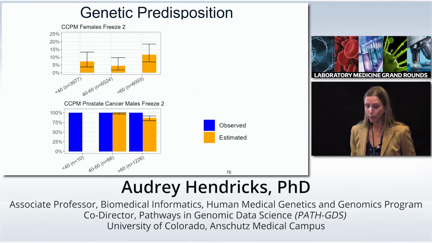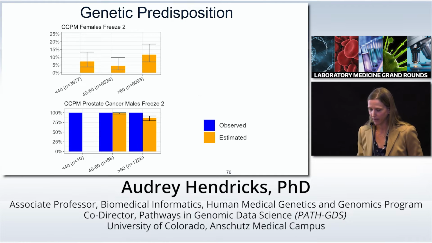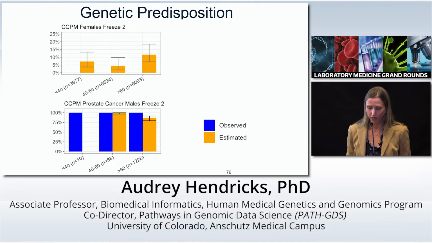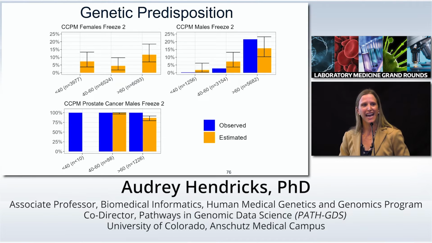We then looked at prostate cancer cases, so men with prostate cancer. Now you'll notice we have no estimate down here for less than 40. There were only 10 individuals. We didn't have enough data. But if we start looking at 40 to 60 or greater than 60, our estimates are very close to 100%. And maybe this comes down a little bit because we might expect environment to be starting to play a role as people age.